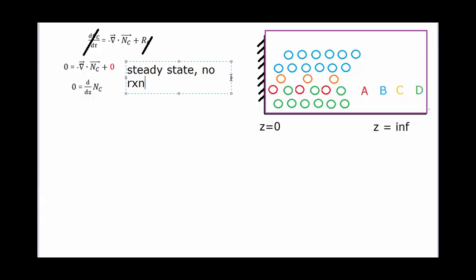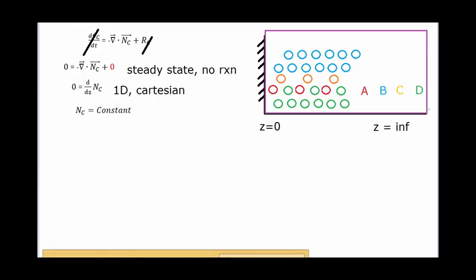And for the second one, we're going to assume it's one-dimensional, so it's only happening along the z direction, and it's Cartesian or rectilinear, whichever term you prefer. Now that we've made that assumption, we see the derivative of the total flux of C is going to be 0, which means that N_C is then a constant.